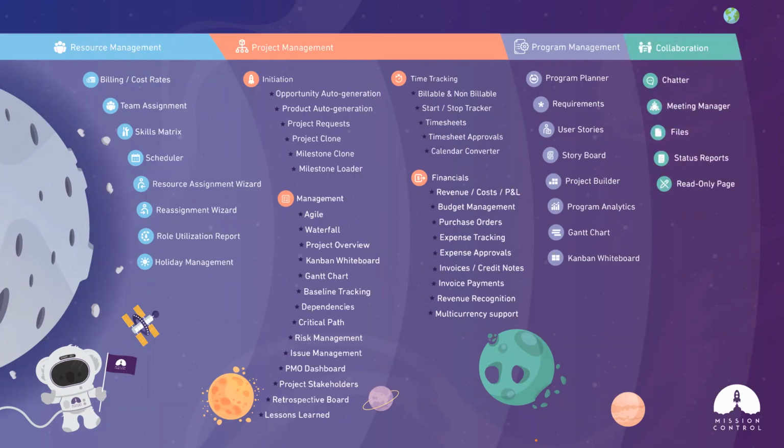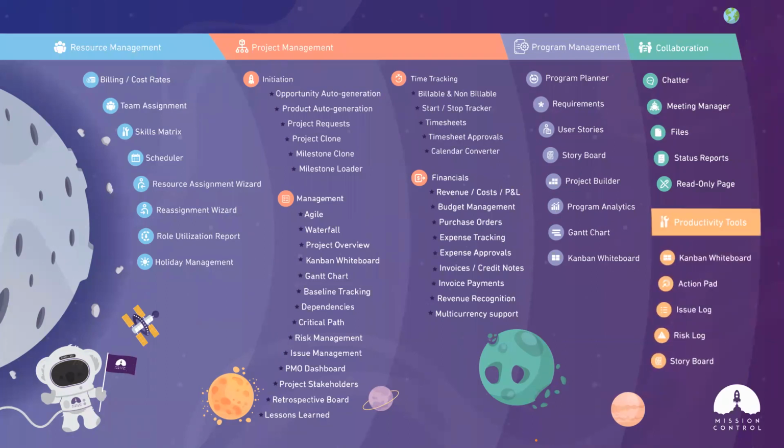And of course, collaboration is leveraging the platform where we're built on Salesforce. So Chatter, of course, prevalent right through the platform. And I'll be showing you things such as out-of-the-box status reports and read-only page you can share with your customer and project key stakeholders so they're getting information about what's happening with the project. Pretty crucial. And we'll cover off a few productivity tools as well.